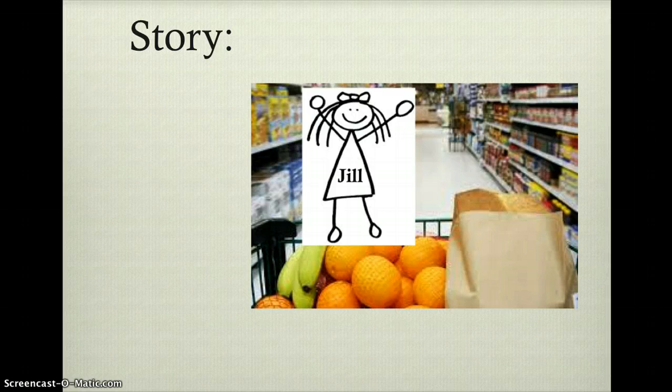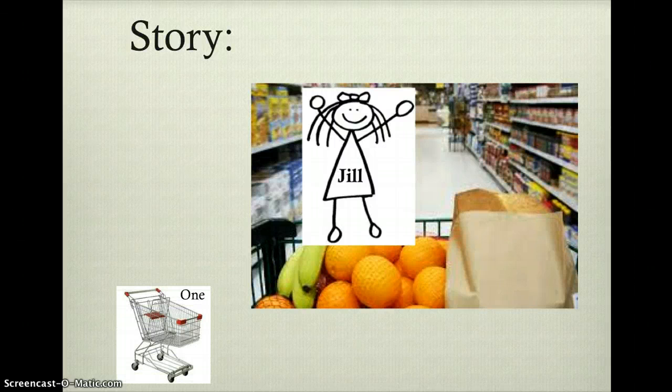Jill got one shopping cart. How many shopping carts did Jill get? Jill got one shopping cart. Great job. Where did Jill get the shopping cart? Jill got the shopping cart at the store. Jill did get the shopping cart at the store.